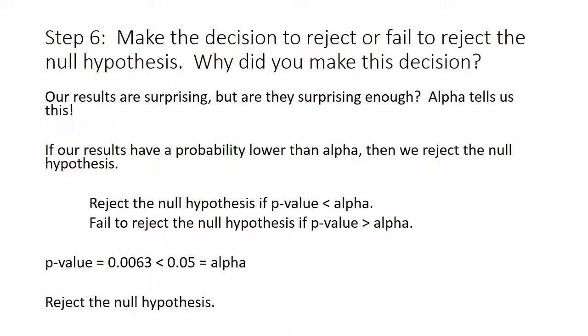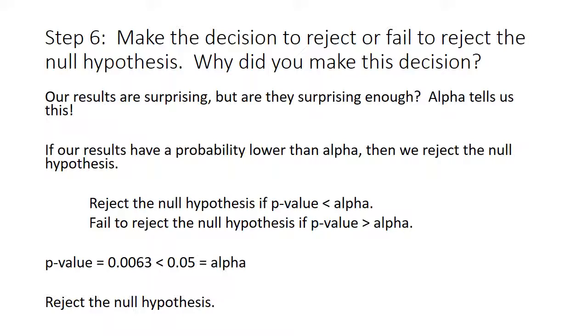Now we want to know, does this cause us to reject or fail to reject the null hypothesis? Again, we had a low probability of getting our results, 0.0063. Is that low enough? Our alpha is how unusual our results need to be in order to throw out the null hypothesis, in order to reject it. If our p-value is less than alpha, we reject the null hypothesis. If our p-value is greater than alpha, then our results are not unusual enough to reject the null hypothesis. We expect to get stuff like that every now and then.